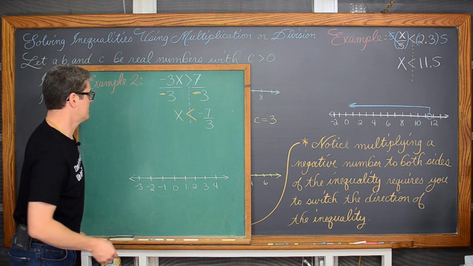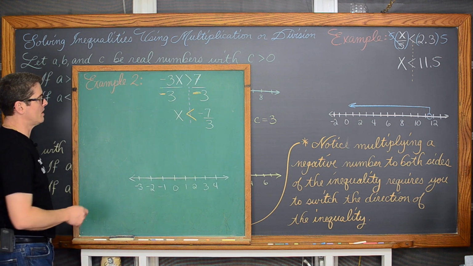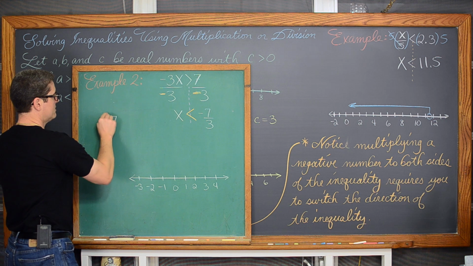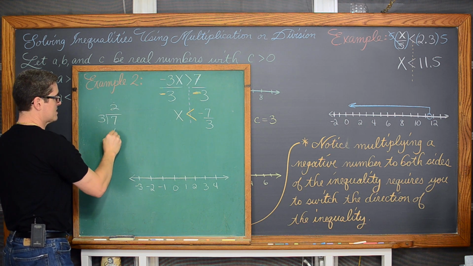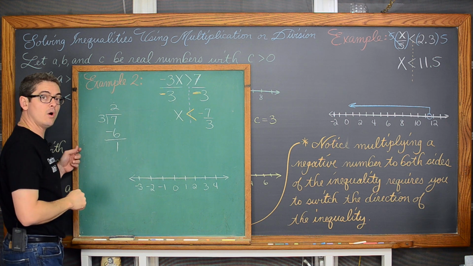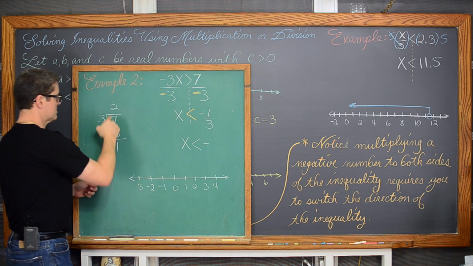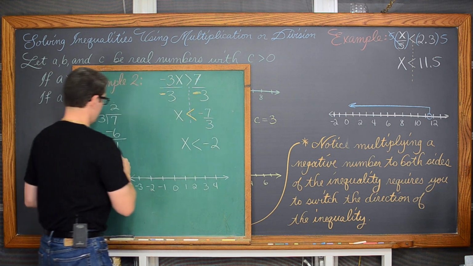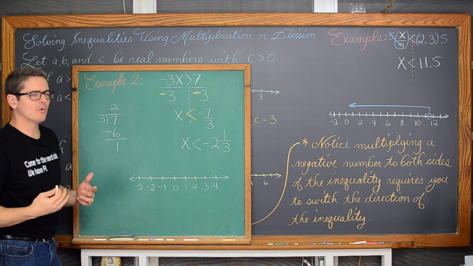Now, I'm not exactly sure where that 7/3 goes on the number line, so 7 divided by 3: we can put 2 3s into 7, find a remainder of 1, and our mixed fraction is x is less than negative 2 and 1/3. Okay, well now I know where to put this number.